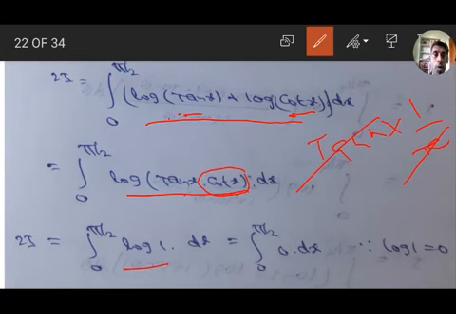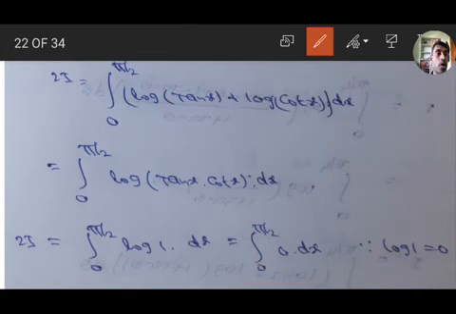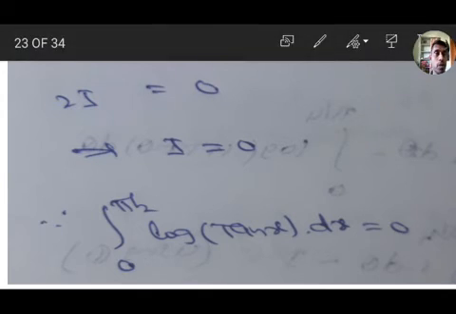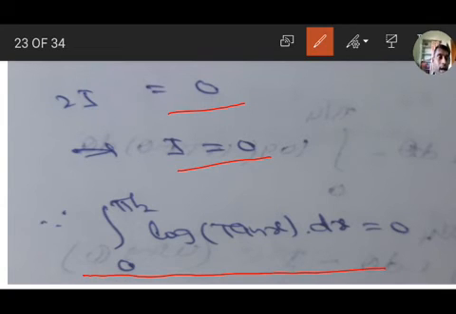So 2I equals the integral from 0 to pi by 2 of log 1 dx. The value of log 1 is 0, therefore the integral from 0 to pi by 2 of 0 into dx. The integral of 0 is 0, so we get 0 in total. So 2I equals 0, I equals 0, and 0 by 2 means 0. Therefore the integral from 0 to pi by 2 of log of tan x dx equals 0.